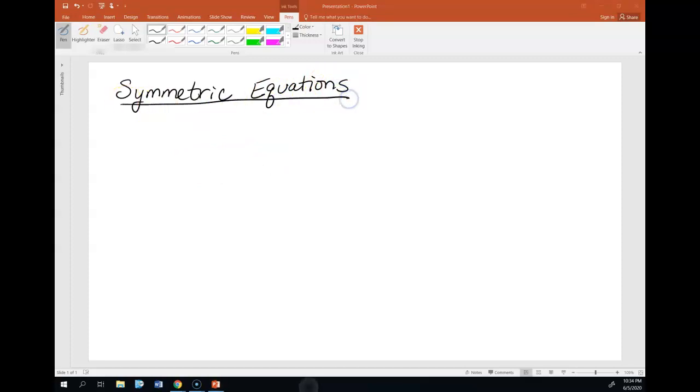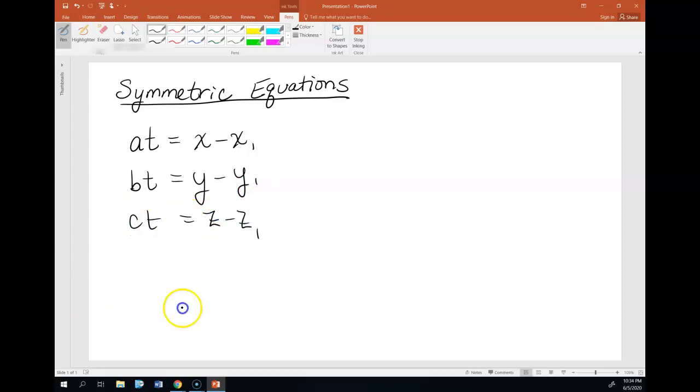If you take those three equations that we set up based on the fact that we had those two parallel vectors, we had a times t equals x minus x sub 1, b times t equals y minus y sub 1, and c times t equals z minus z sub 1. All of these t values are the same t values. So if we were to solve all three of these equations for t, technically all three of the expressions that we would get back would all be equal to t and thus equal to each other.